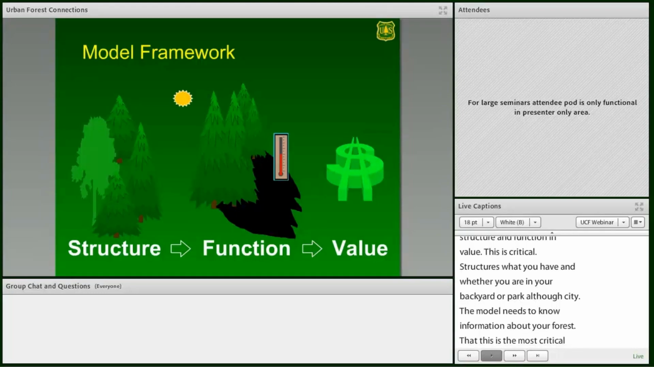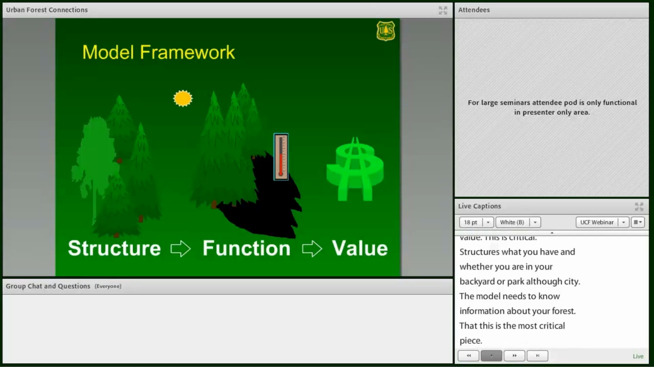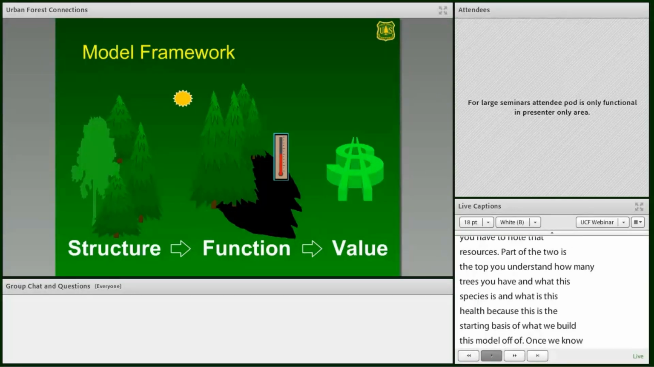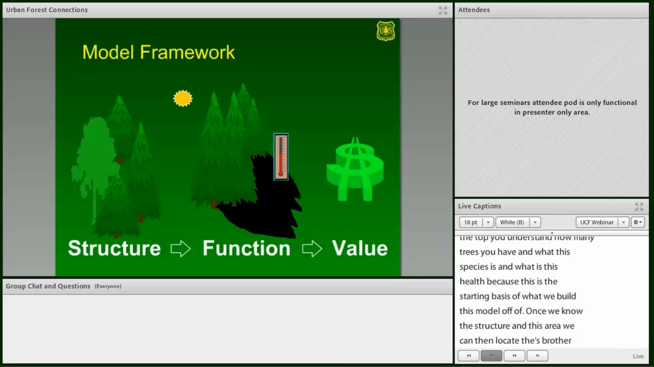So part of the tool is designed to help you understand how many trees you have, what the species composition is, what the health is, because this is the starting basis of what we build this model off of. Once we know the structure, and to us critical is leaf area, we can then bring in local data, pollution, weather, and simulate those trees to provide various functions that we'll talk about, energy conservation, pollution removal, and those functions have a value to society.